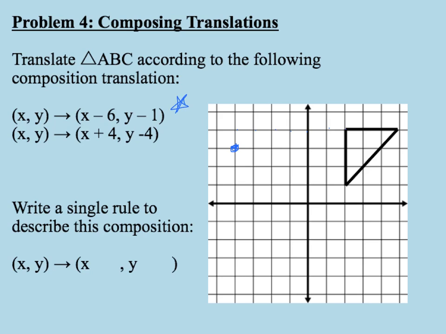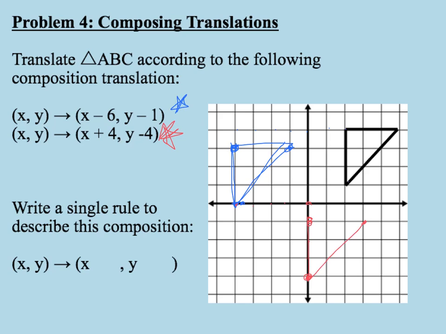And I have to do that for all 3 points. So left 6, down 1. So this is going to be my first transformation right here. So then now with my second transformation, I move from my blue, my transformation I just had. So if I again choose 1 point, and I go plus 4, 1, 2, 3, 4, and down 4, and I have to do that for every point. Plus 4, down 4.